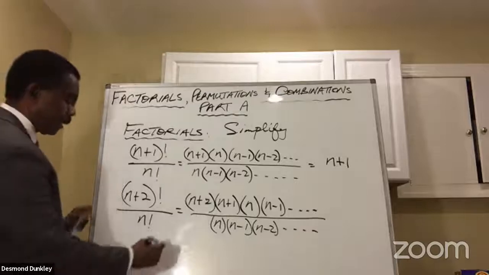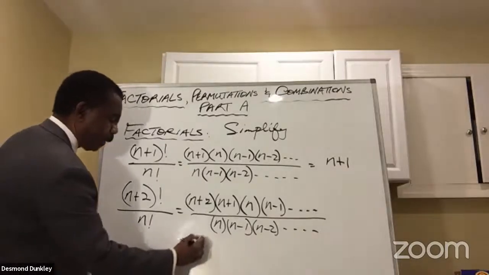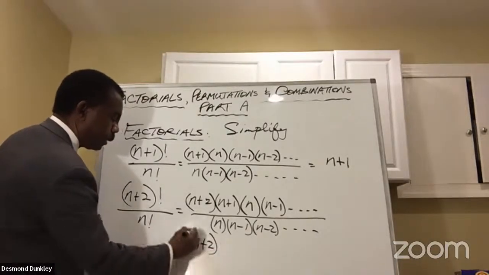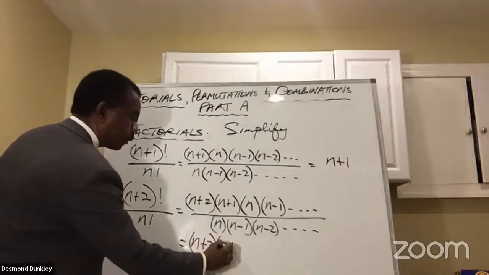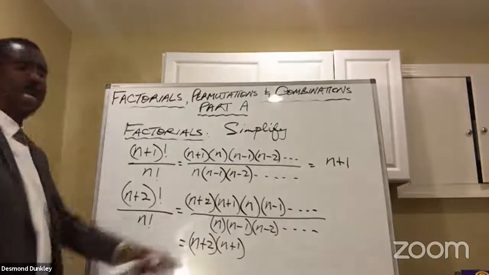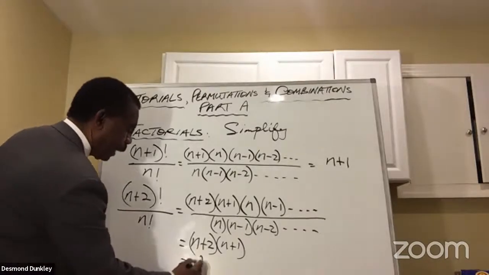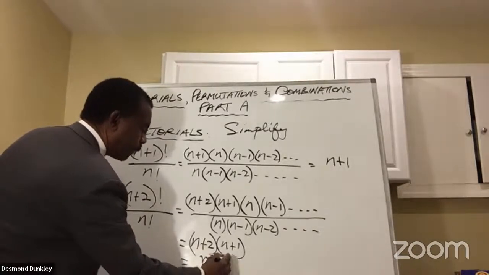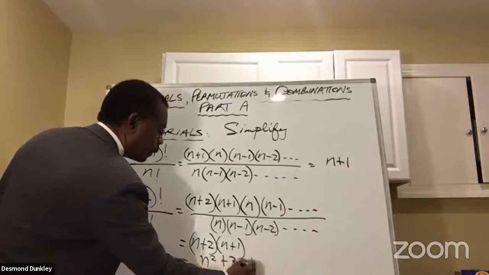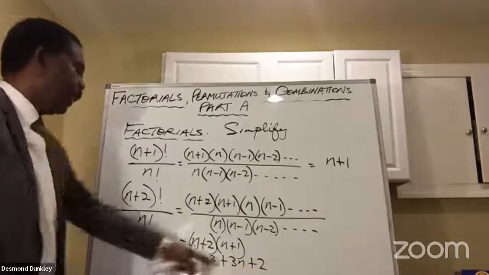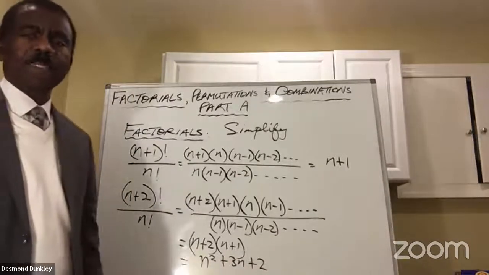And what are you left with? You're left with n plus 2 times n plus 1. And we are experts at expanding that. We know that the answer is going to be n squared plus 3n plus 2. So that will be the answer for this situation here.